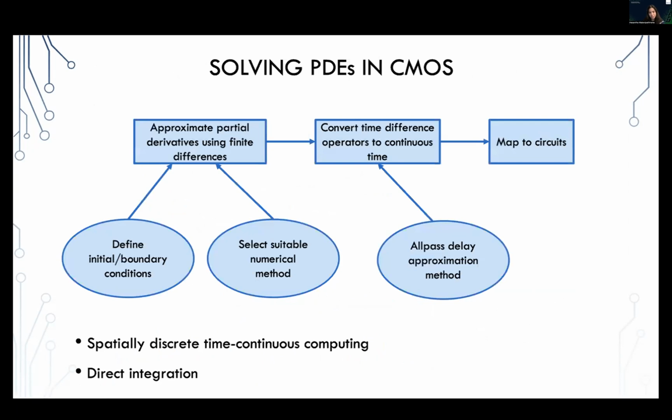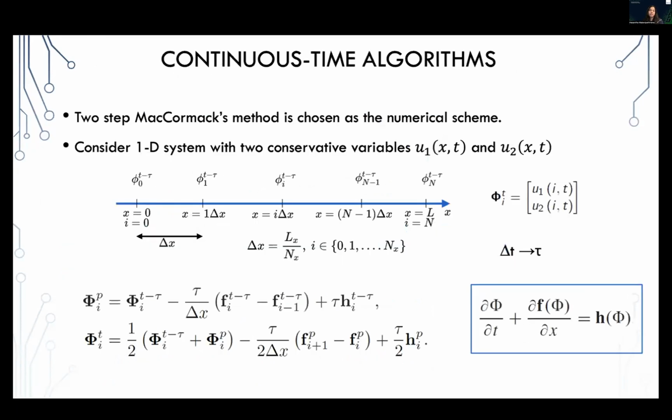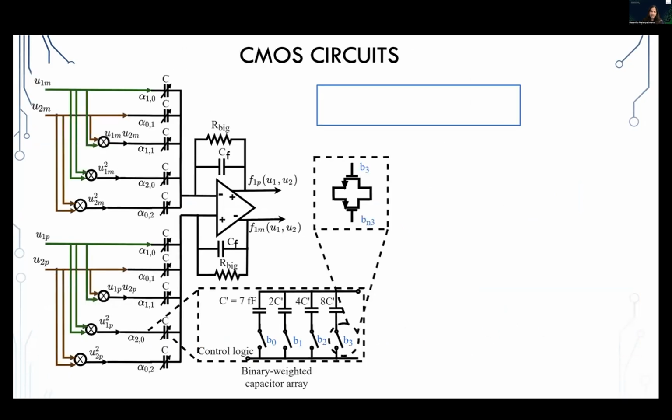Starting with the partial differential equation, we have to map it into analog circuits. To do that, we use an algorithm called the continuous time delay approximation algorithm. So the main point is we start with the partial differential equation and convert it to voltage signals so that it can be mapped using analog circuits.